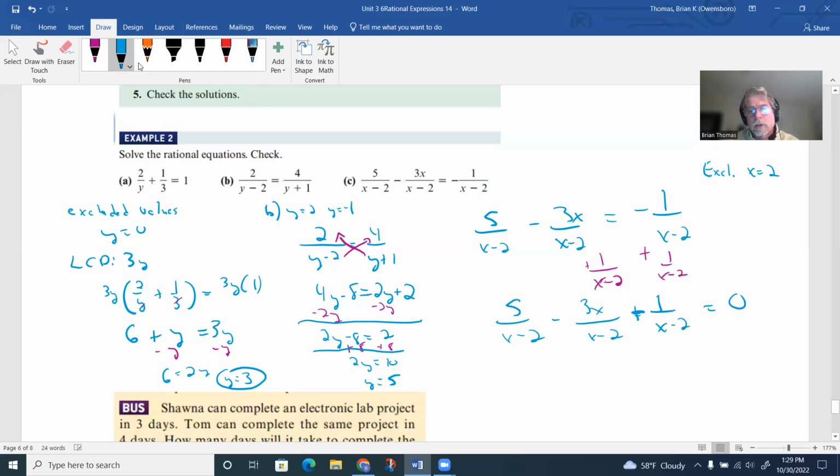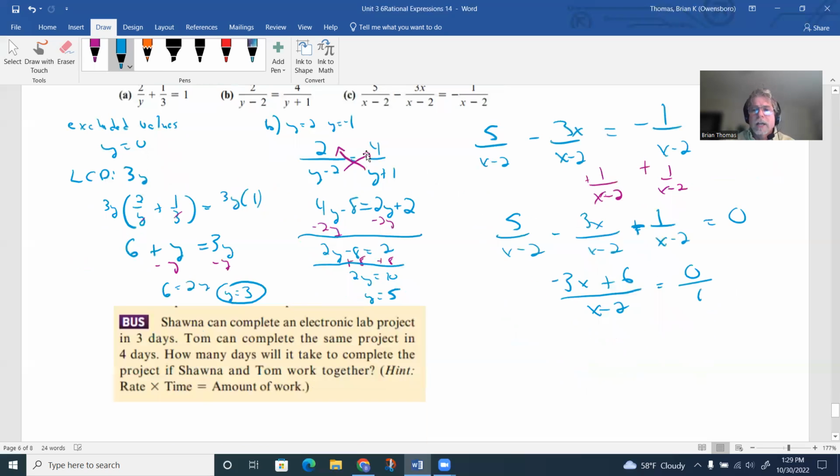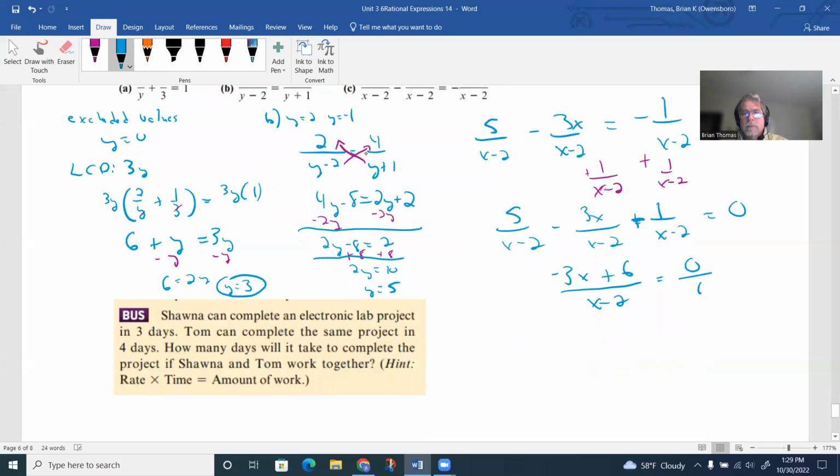So looking at the top, this is going to give me -3x plus 6 over x minus 2 is equal to 0. And I can make 0, 0 over 1. So again, to solve this, I can cross multiply. This is going to give me -3x plus 6 is equal to 0. Because when you multiply 1 times -3x plus 6, you're still going to get -3x plus 6. And when you multiply by 0, the answer is always 0.